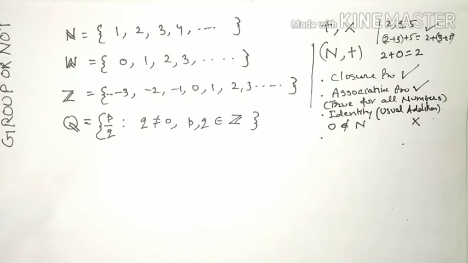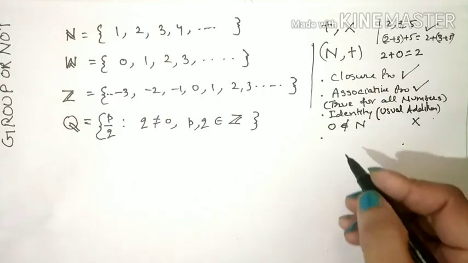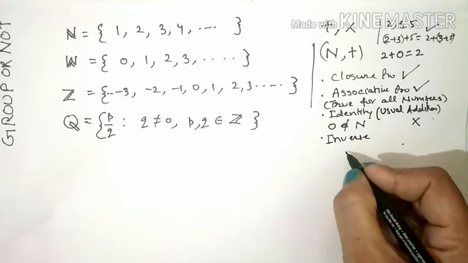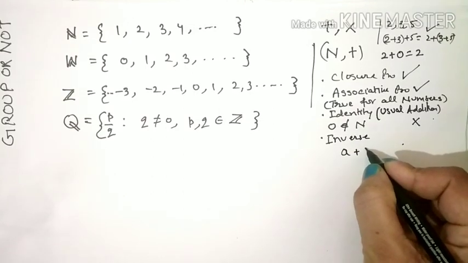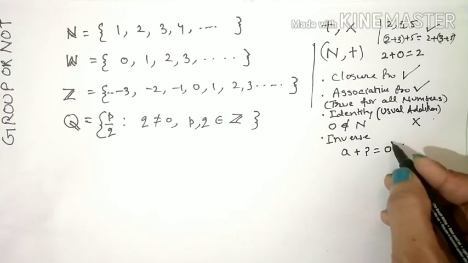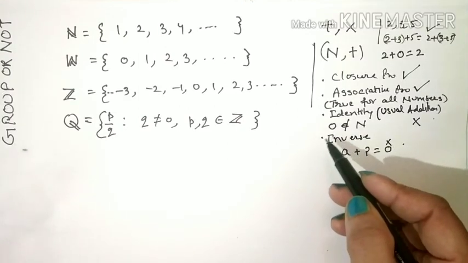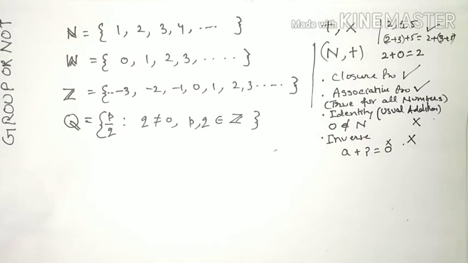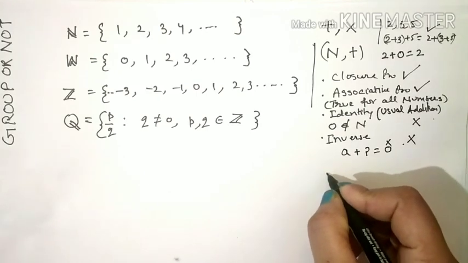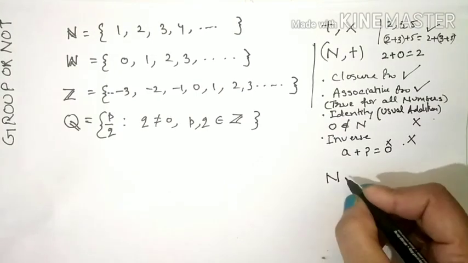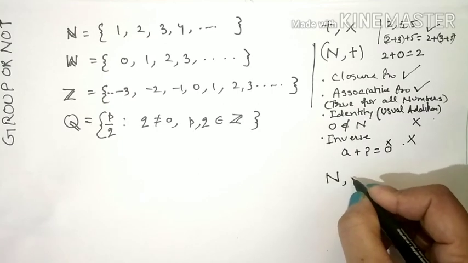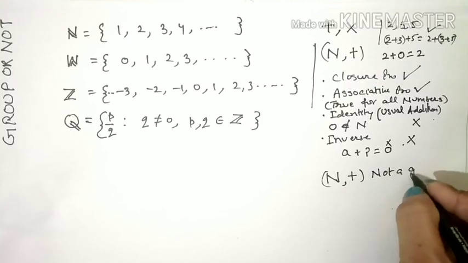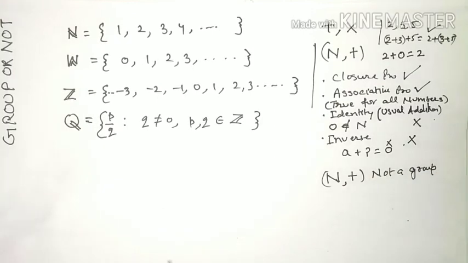Similarly, the next property does not hold, because the next property, inverse, depends upon the third. For inverse, you have to have some number here so that their sum becomes 0, but you don't have 0 here, so you don't need to prove the next property. It is automatically not true. So what we will say, the set of natural numbers is not a group. This is an algebraic structure but not a group.